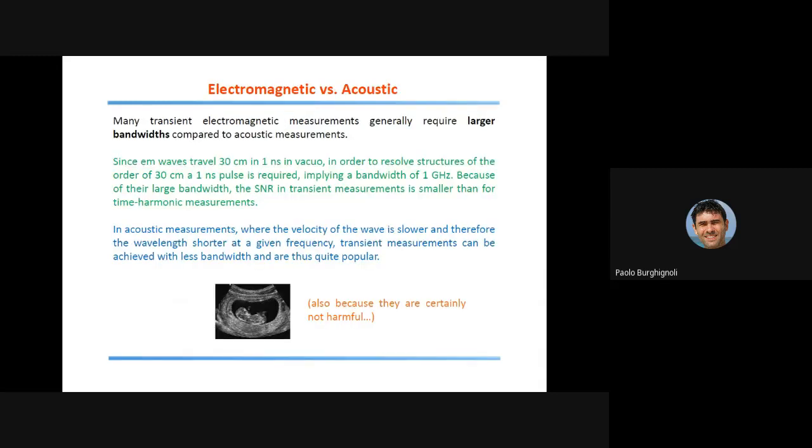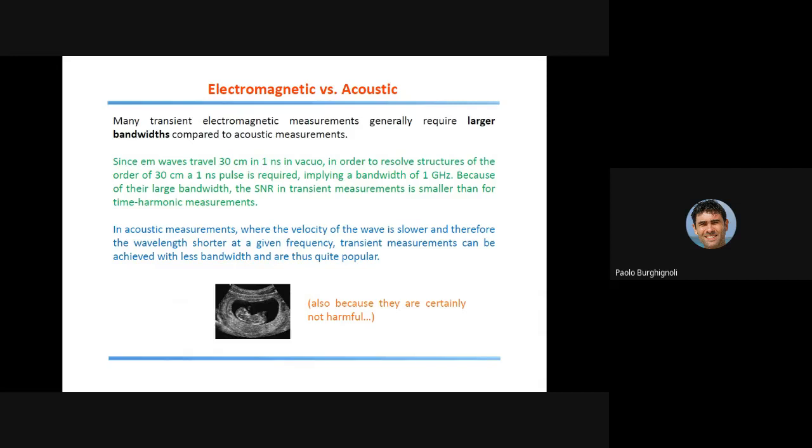As concerns in particular electromagnetic transients, well, these generally require quite large bandwidths. That is because the electromagnetic waves travel very fast. They are the object that travel faster in our world. In particular, consider that electromagnetic waves travel 30 centimeters in 1 nanosecond in vacuum.